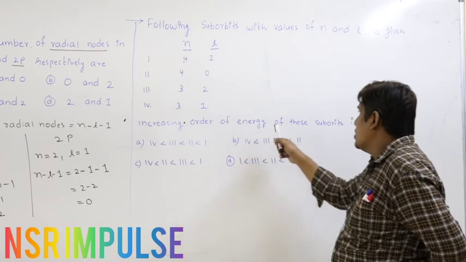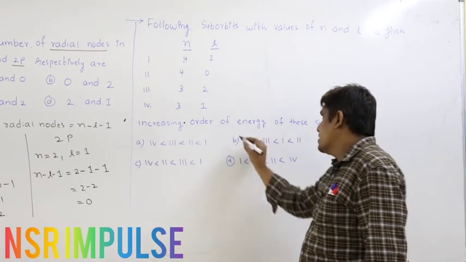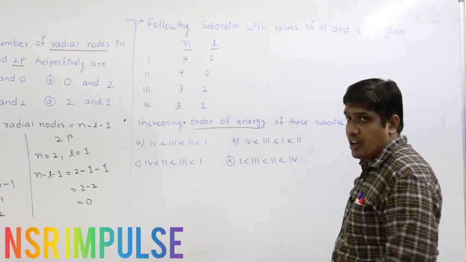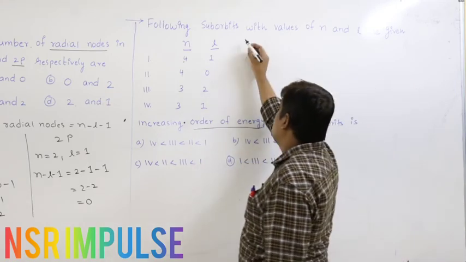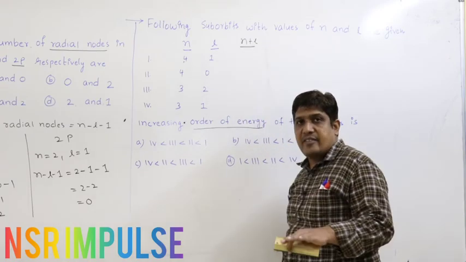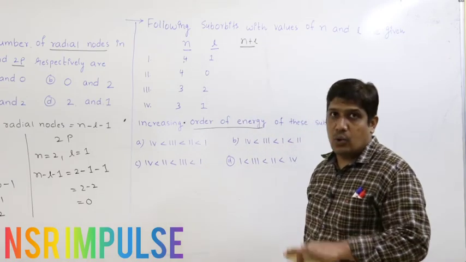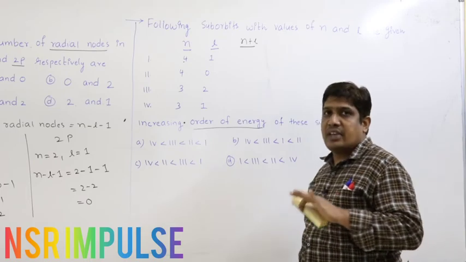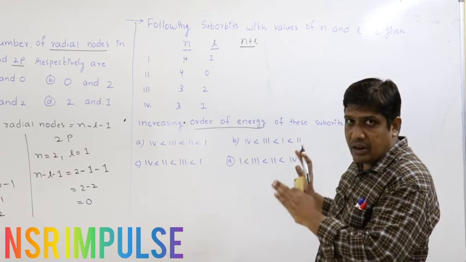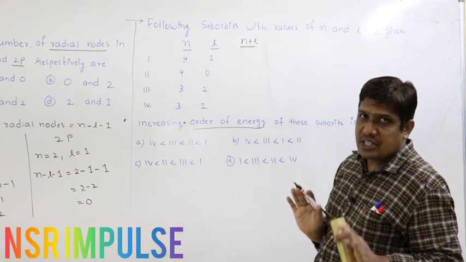Next, arrange them in increasing order of the energies. So you have to find the order of energy. The order of energy of orbitals is determined by which rule? N plus L. The orbital having lower n plus L value has lower energy. The orbital having higher n plus L value has higher energy. So to determine the order of energy, first you have to find the n plus L value.